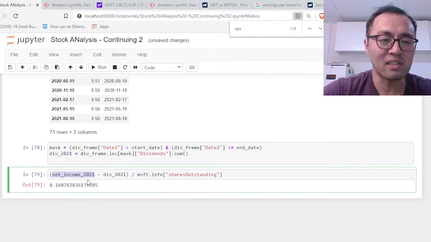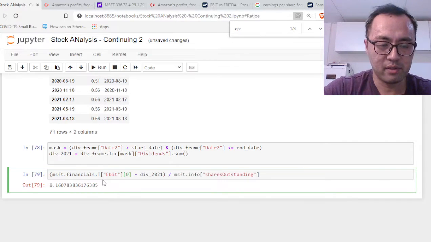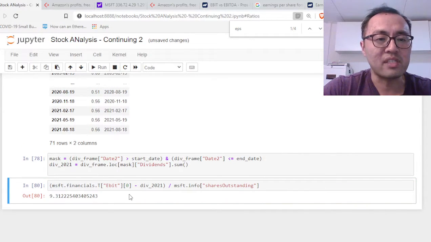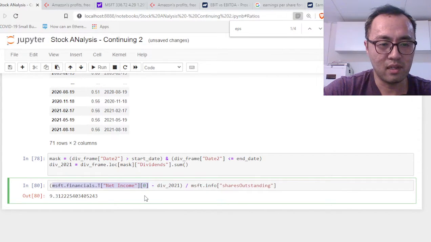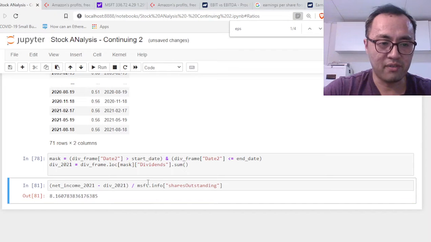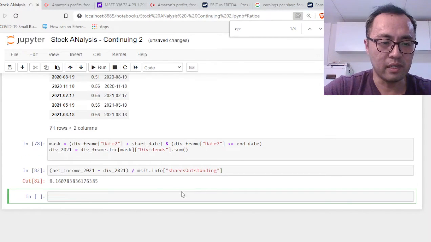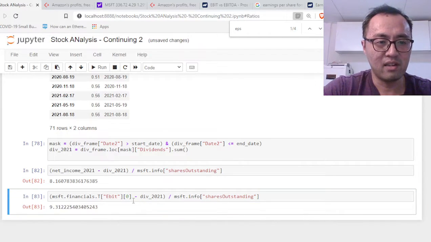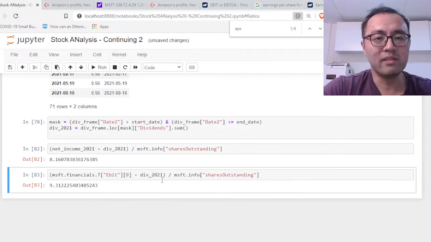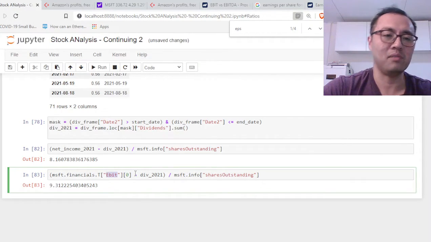Suppose instead of net income I use EBITDA. Let's use EBIT. If I just use EBIT, now it's 9.3. Now you see what I mean? Hold on, can I go back? If I do this, it's that. If I use EBIT, it's that. So this is what I mean. It depends on your definition of what is net income.